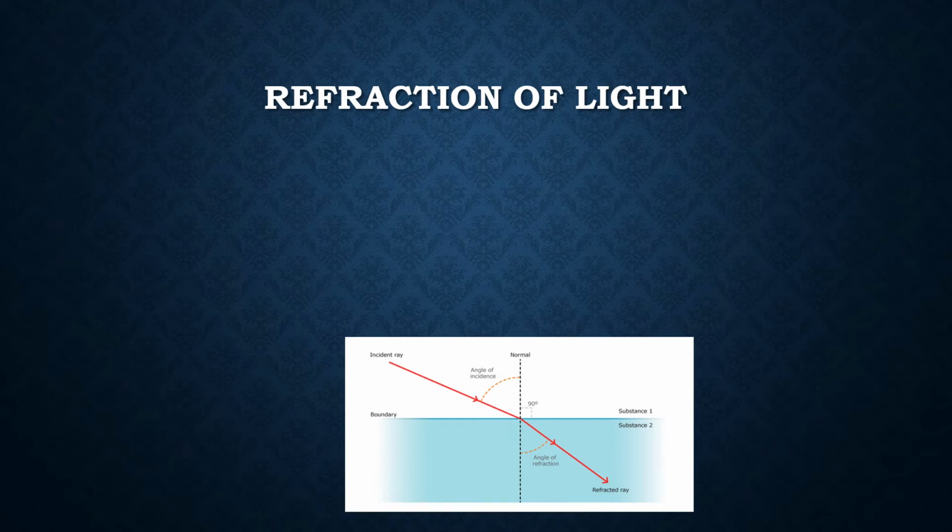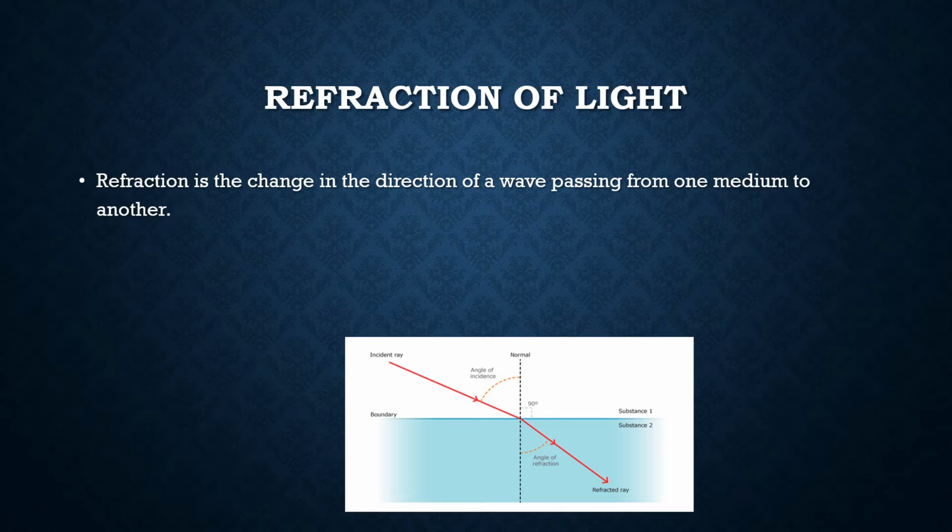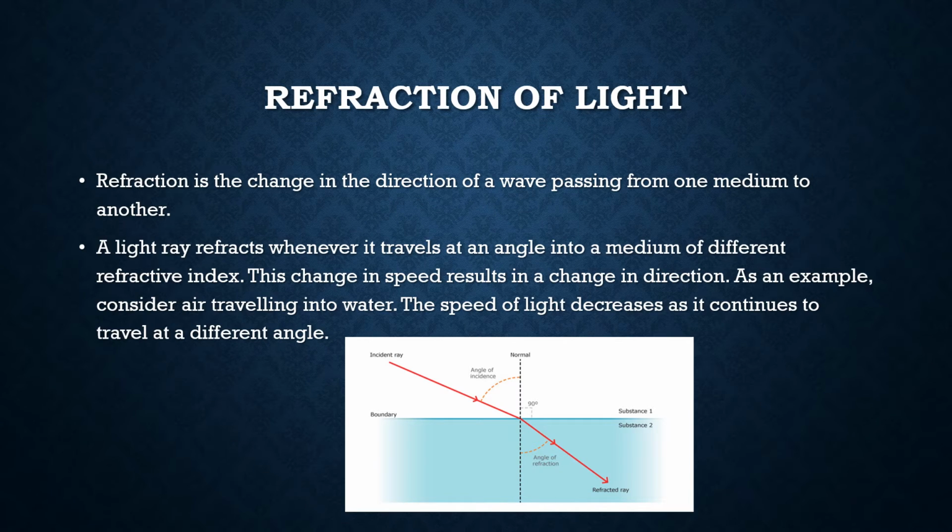Now, let us understand refraction of light. Refraction is the change in the direction of a wave passing from one medium to another. A light ray refracts whenever it travels at an angle into a medium of different refractive index. This change in speed results in a change in direction. As an example, consider air traveling into water. The speed of light decreases as it continues to travel at a different angle.